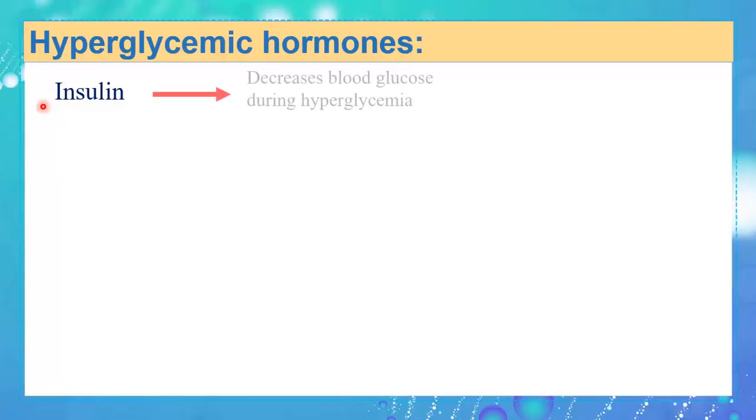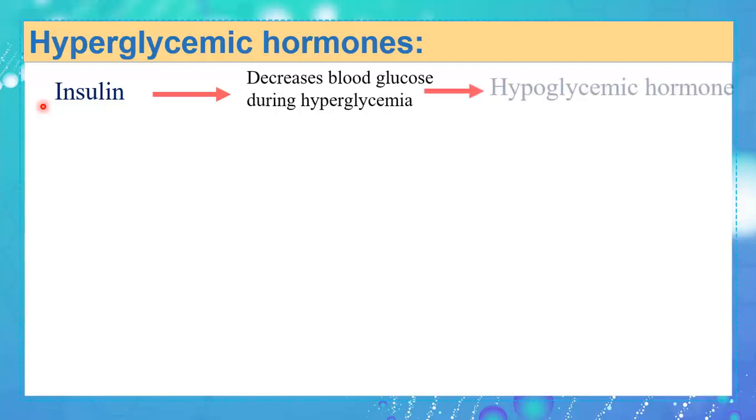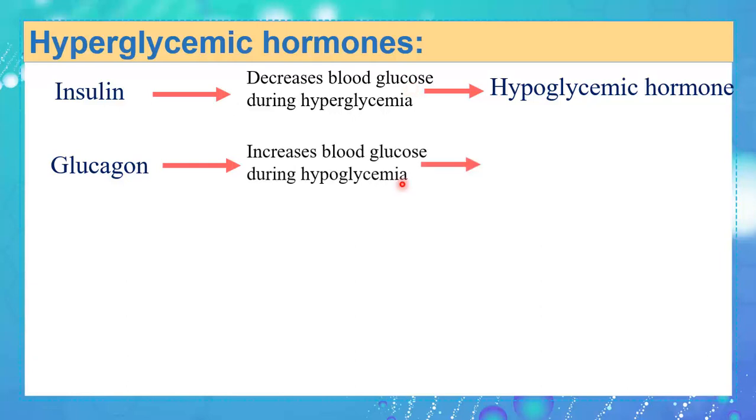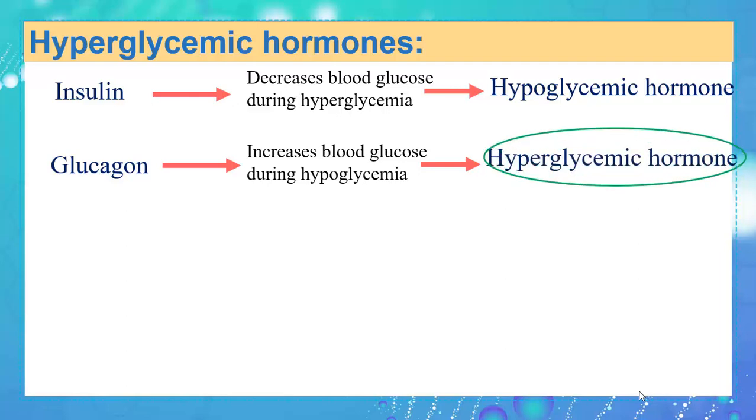Insulin decreases blood glucose. That's why it's called a hypoglycemic hormone. Hypo decreases glycemic blood glucose. On the contrary, glucagon increases blood glucose. That's why it's called a hyperglycemic hormone. Hyper increases glycemic blood glucose. However, did you know that there are other hormones that are considered hyperglycemic?